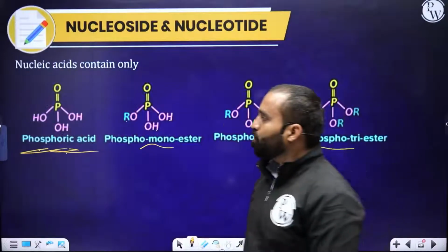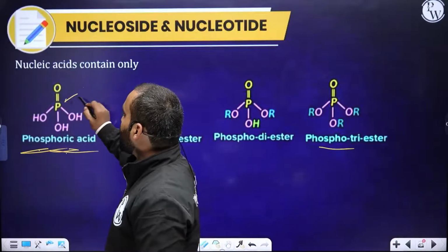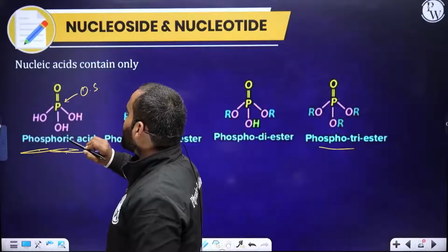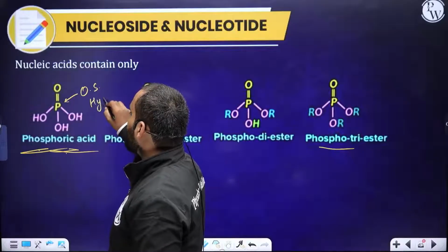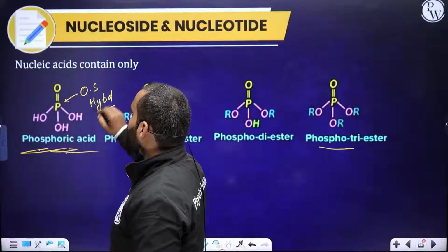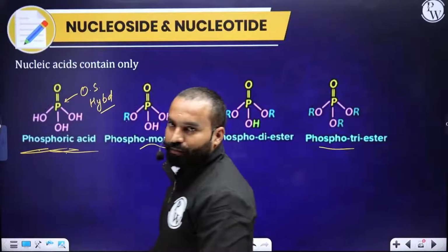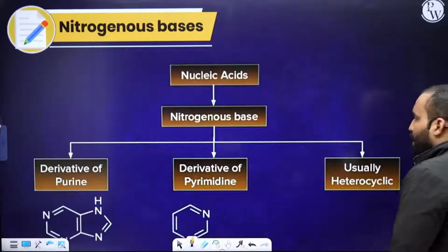This is the structure of phosphoric acid. My question to you, you have to answer in the chat box. What is its oxidation state and what is its hybridization? What is its hybridization, oxidation state? Okay. All right.